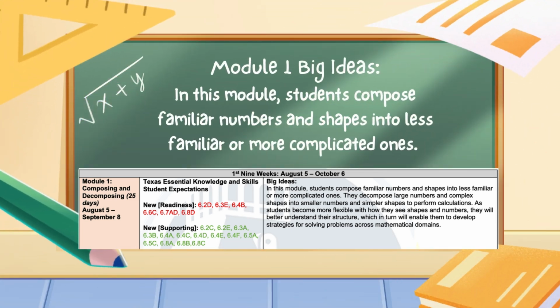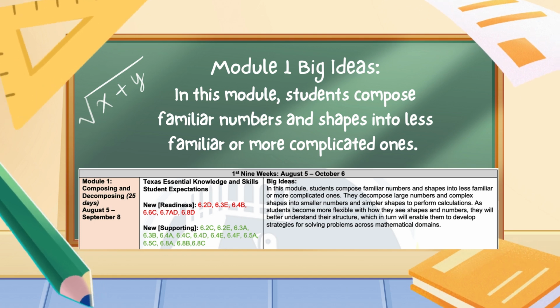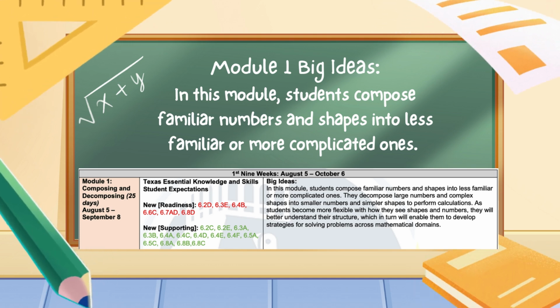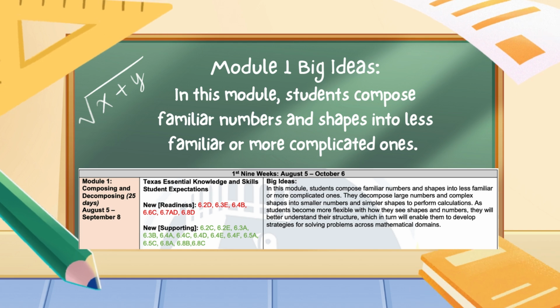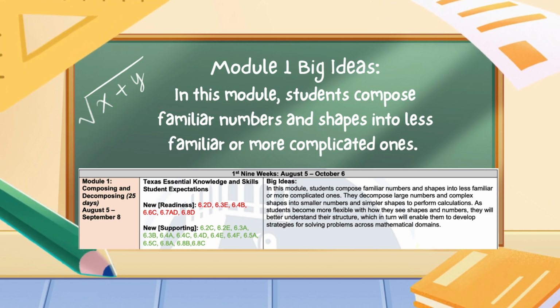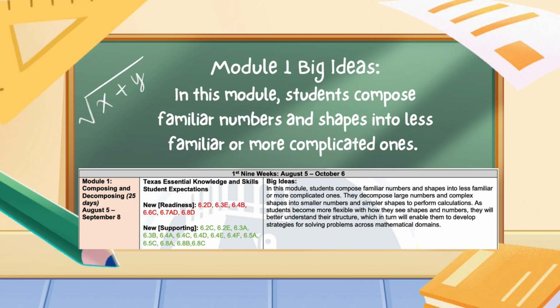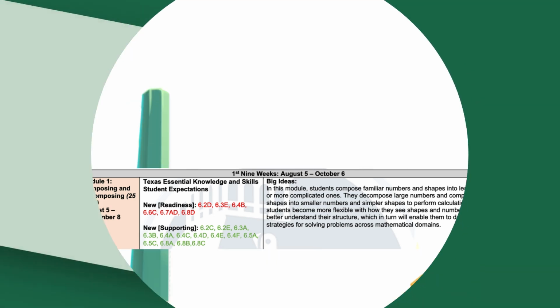In Module 1, students compose familiar numbers and shapes into less familiar or more complicated ones. They decompose large numbers and complex shapes into smaller numbers and simpler shapes to perform calculations. As students become more flexible with how they see shapes and numbers, they will better understand their structure, which in turn will enable them to develop strategies for solving problems across mathematical domains.